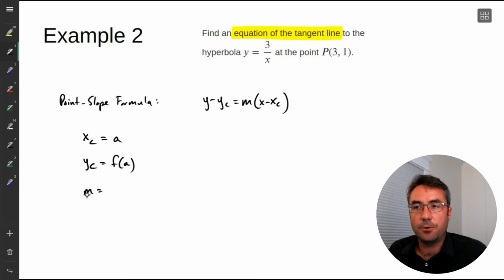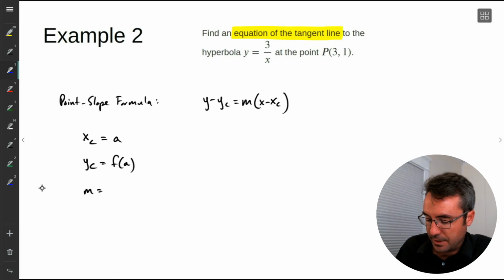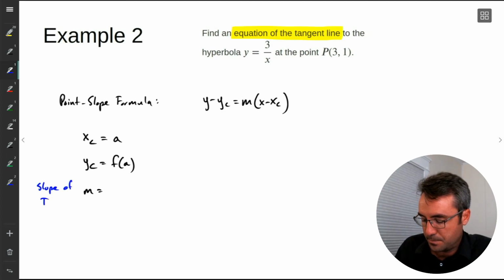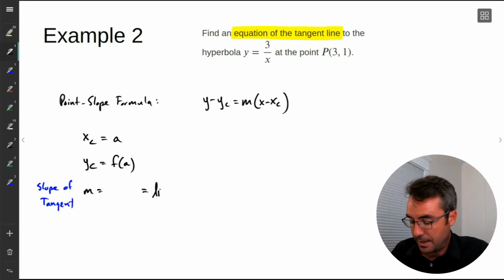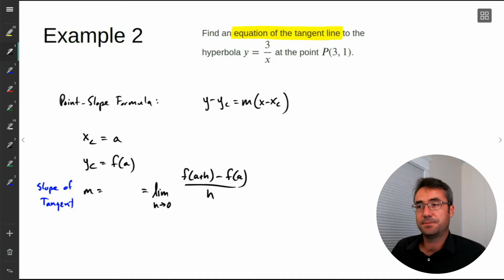And then for the slope, how do we find the slope of our tangent line? Well, for right now, we have to calculate a limit. And let's use the other version. It's the limit as h goes to 0 of f of a plus h minus f of a all over h.